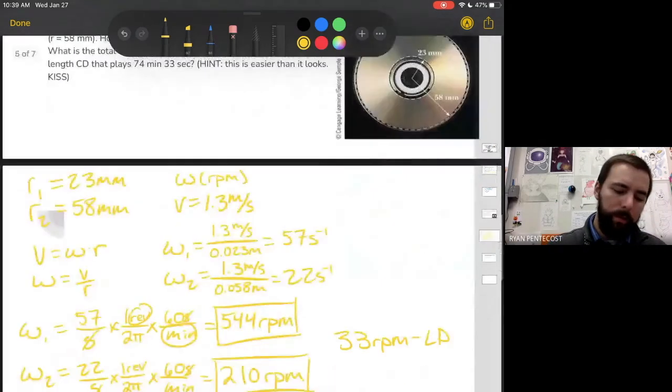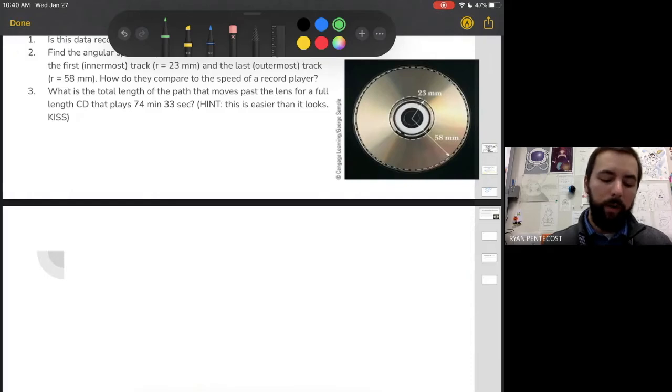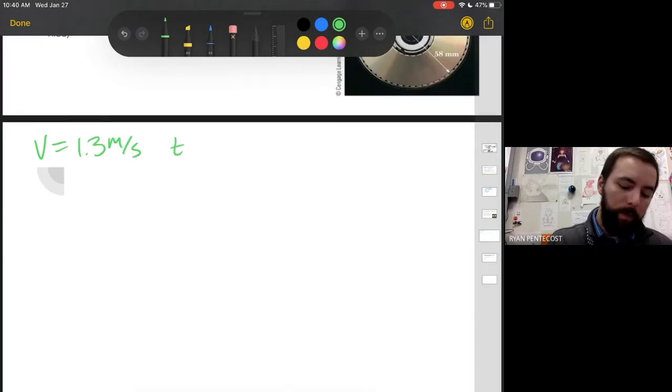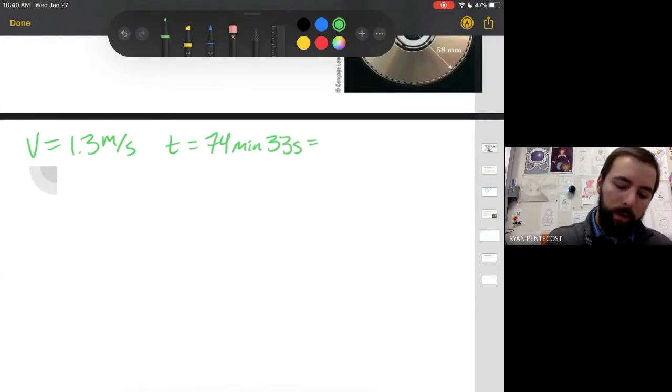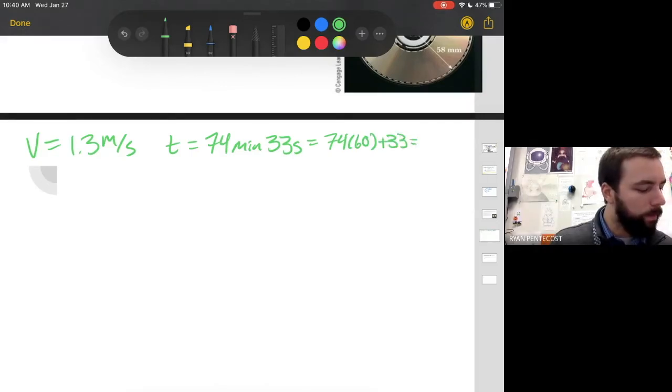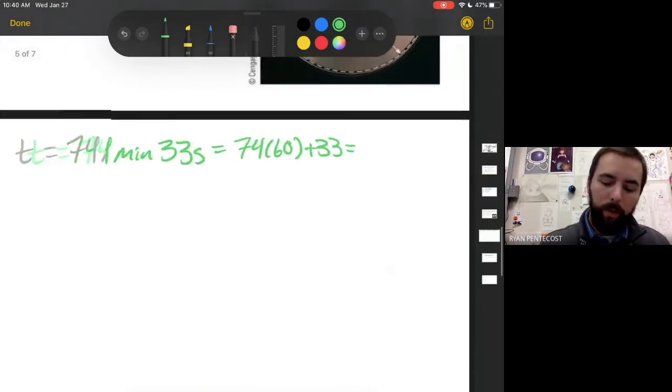So let's see. We do get a hint on this problem, right? It says this is easier than it looks, and that says KISS. KISS stands for keep it simple, stupid. So if we have the velocity at 1.3 meters per second, and we have the time at 74 minutes and 33 seconds, so let's see, that would be 74 times 60 plus 33. Okay, what is that? That is 4,473 seconds.